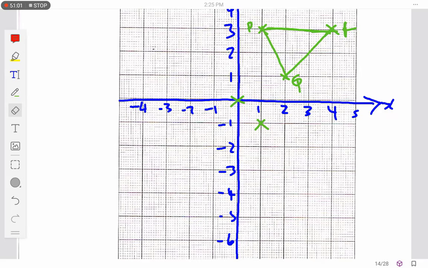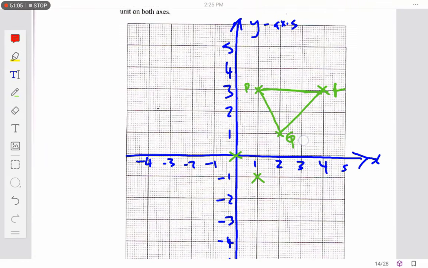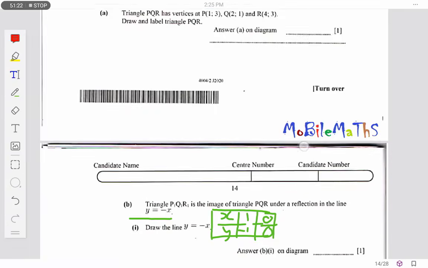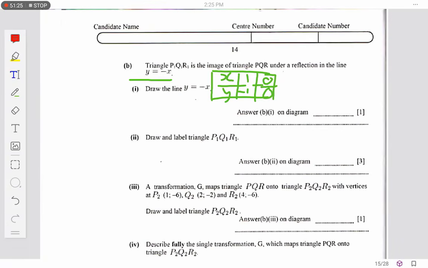So let's draw our line. I hope I'll draw it straight, passing through the points there. Okay, almost. So this is our y is equal to minus x. That's the question. Then the other part is now saying draw and label P1. So we are reflecting PQR using that line.